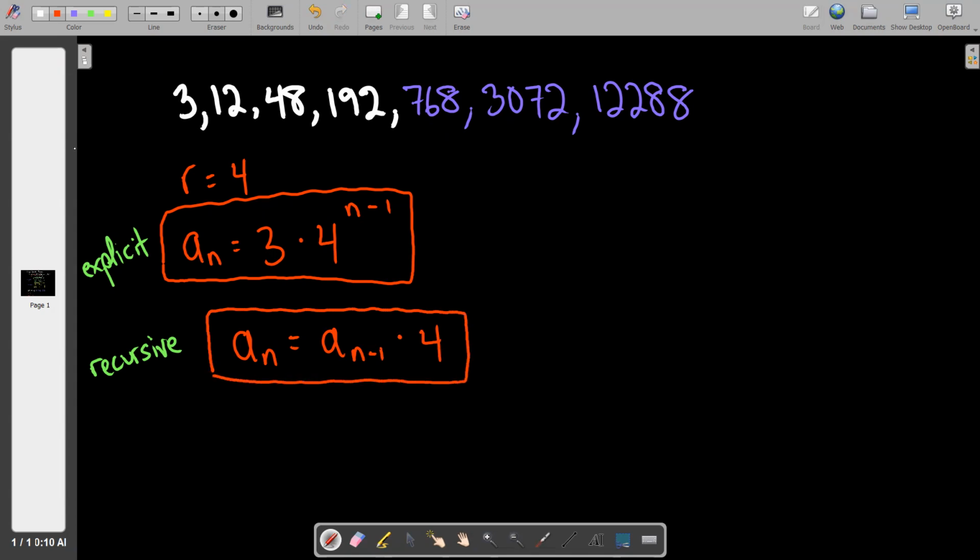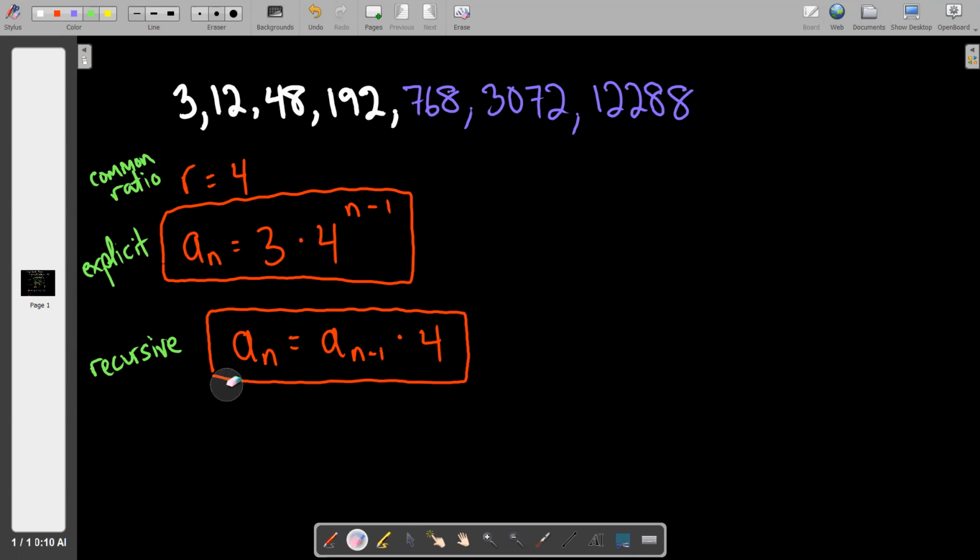Got it? So let me label these for you. So again, this first one is called the common ratio. You don't have to label it when you're doing your homework. I'm kind of being thorough so that you have something to look back at. So the common ratio, done. Explicit, done. Recursive.